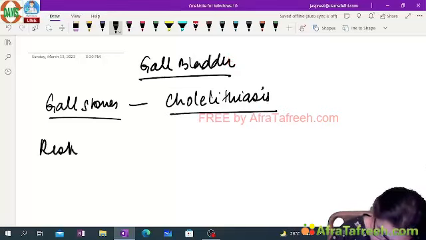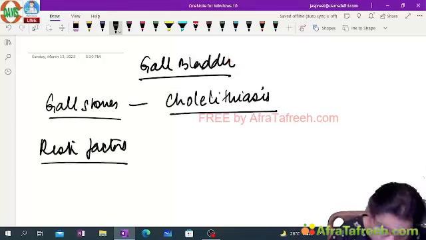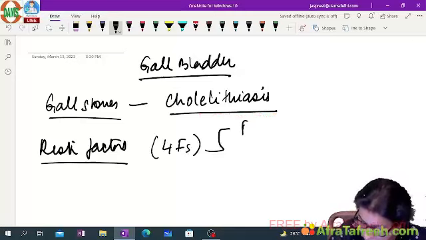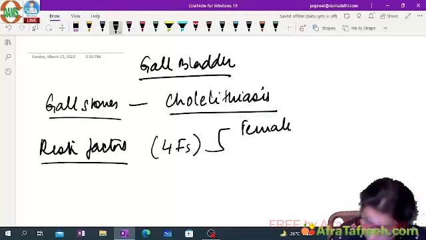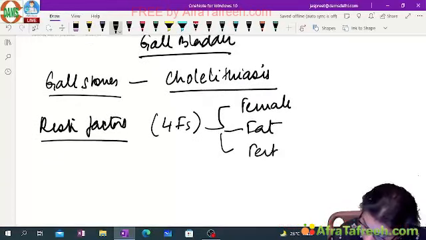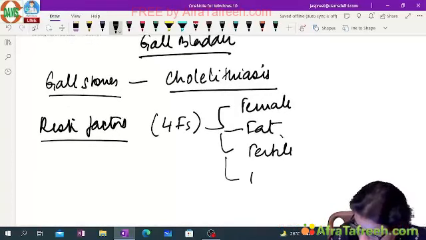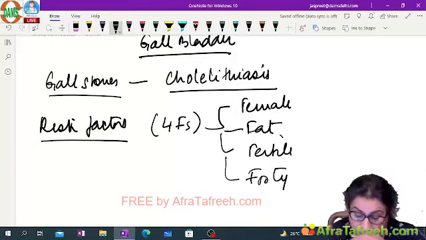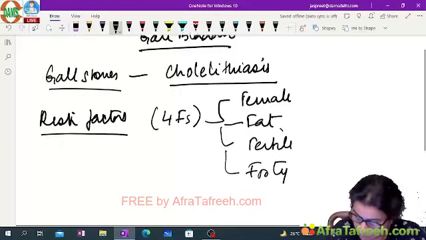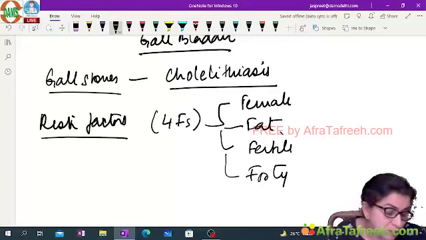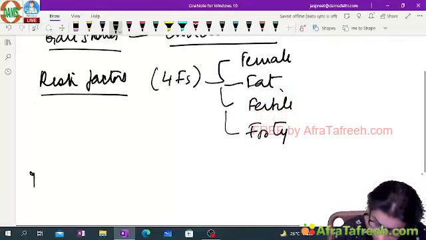Risk factors for gallstones are the 4 Fs. Gallstones are more common in females who are fat. So female, fat, fertile and 40, around 40 years of age. I'll explain once again, Sri Devi. So female, fat, fertile and 40 are the risk factors for gallstones.